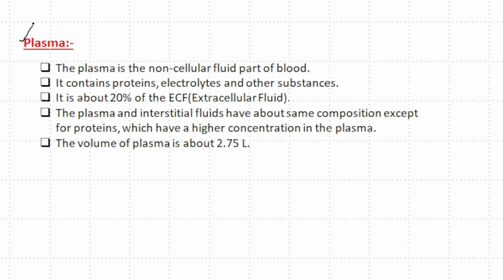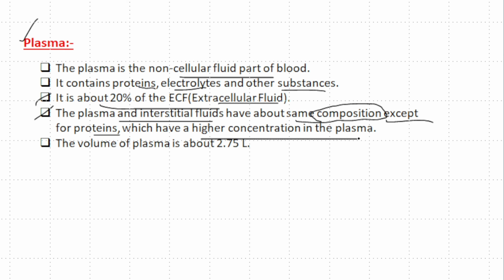Then plasma. Plasma is the non-cellular part of the blood. It contains protein, electrolytes and other substances. It is about 20% of the ECF. ECF is extracellular fluid, so plasma is a type of extracellular fluid. Plasma and interstitial fluid have the same composition except for protein, which has a larger concentration in plasma. Its volume is about 2.75 liters.